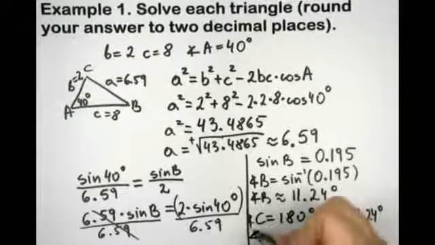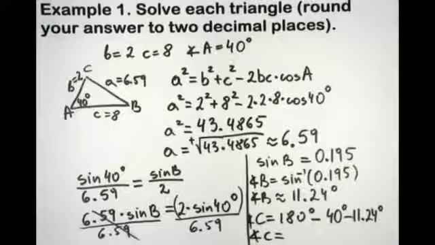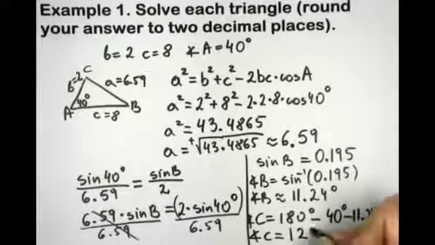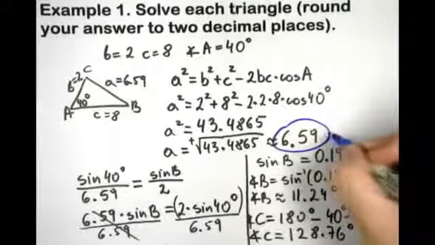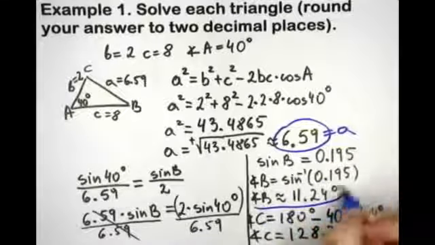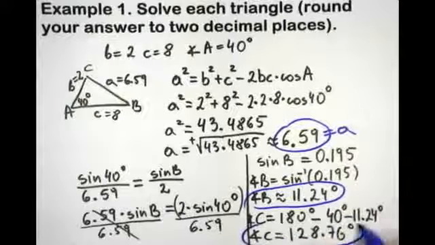So I'm getting that angle C is roughly 128.76 degrees. So solving these triangles, we are using two laws, sine law and cosine law. So the side A is this answer, angle B is this answer, and angle C is this answer.